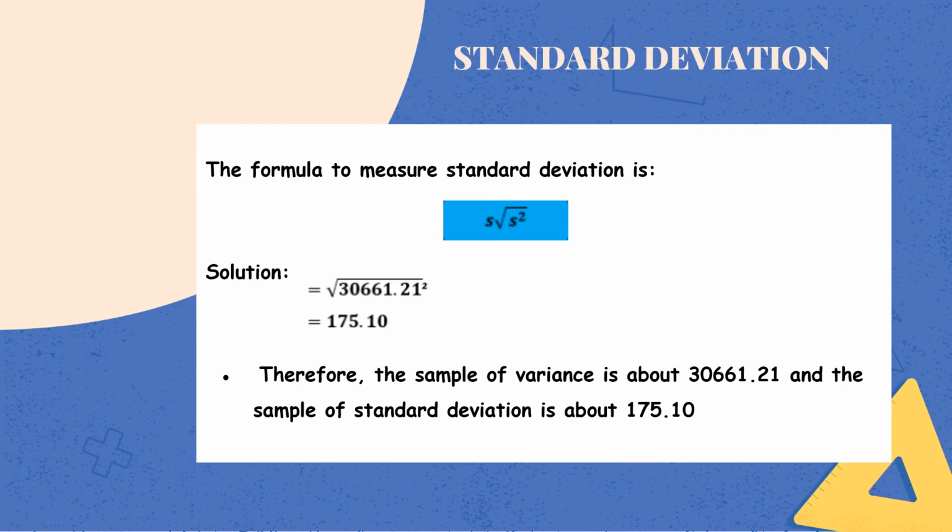After that, the standard deviation. The formula to measure standard deviation is s equals square root of s power of 2. So the solution is square root of 30661.21. The answer is 175.10. Therefore, the sample variance is about 30661.21 and the sample standard deviation is about 175.10.